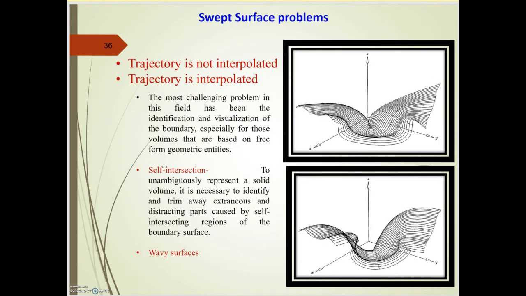Swept surface problems. The most challenging problem in this field has been the identification and visualization of the boundary, especially for those volumes that are based on free-form geometric entities. In the two figures displayed, in the first figure the trajectory is not interpolated, and in the second figure the trajectory is interpolated. One swept surface problem is self-intersection and the other is wavy surfaces. In self-intersection, to unambiguously represent a solid volume, it is necessary to identify and trim away extraneous and distracting parts caused by self-intersecting regions of the boundary surface.